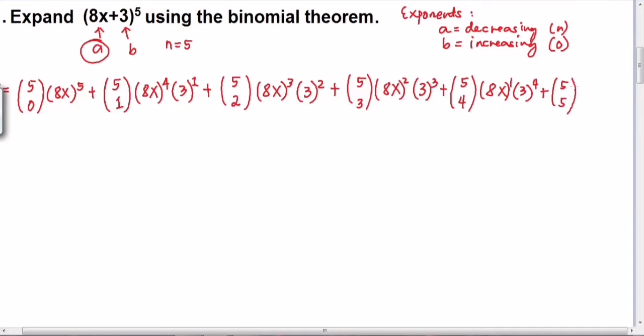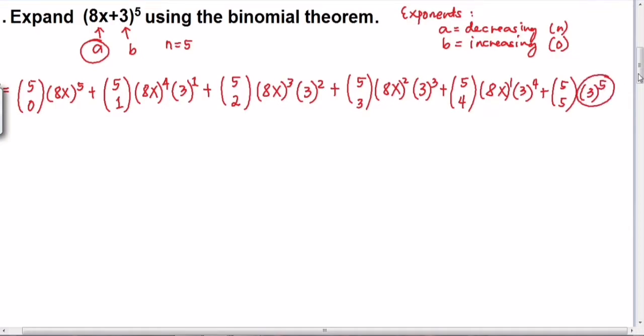And then, the last one would be 5C5. Ayan. And then, sabi ko sa inyo kanina, ang kasunod nito, 0 na. So, wag niyo na ilagay. Instead of having 8x raised to 0, alam naman natin na any number raised to 0 is 1. So, wag niyo na isama. So, ang magiging value na lang dito is yung B, which is yung 3. So, 3 raised to 5.